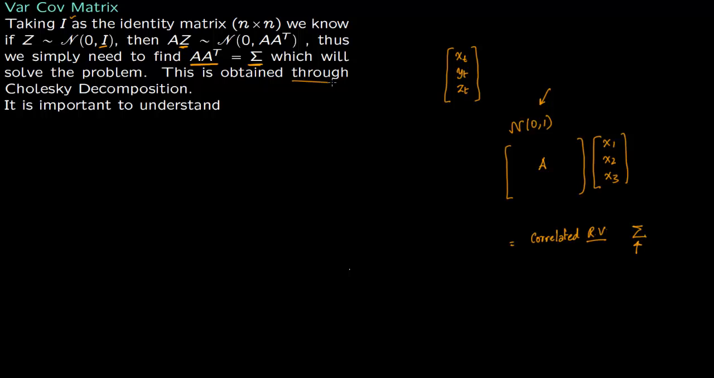Now this is obtained through Cholesky decomposition. In fact, this is one of the favorite questions in quant interviews. What is Cholesky decomposition? And you can say the Cholesky decomposition is used to find something like this. This is important because if you have to implement this in C++, you need to know how you get correlated random variables given this variance covariance matrix sigma.